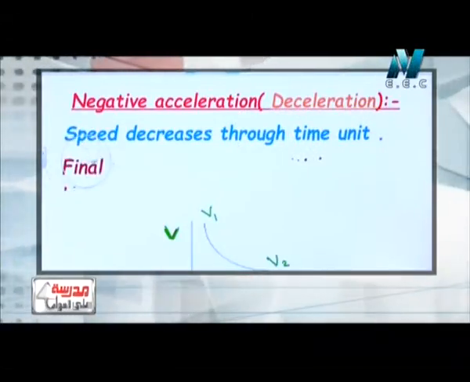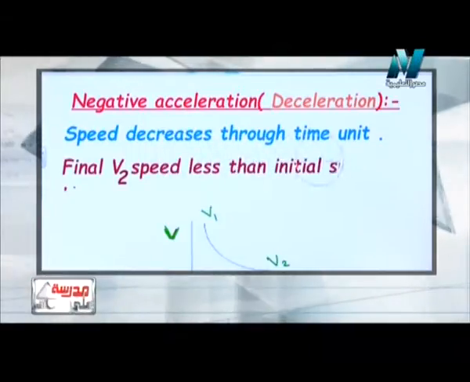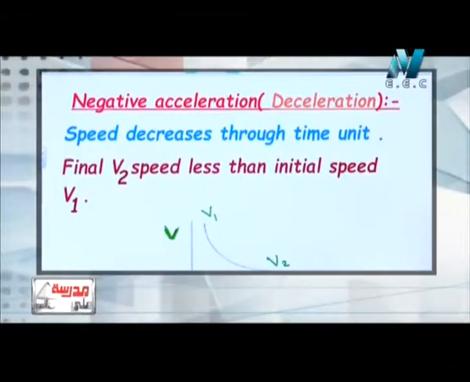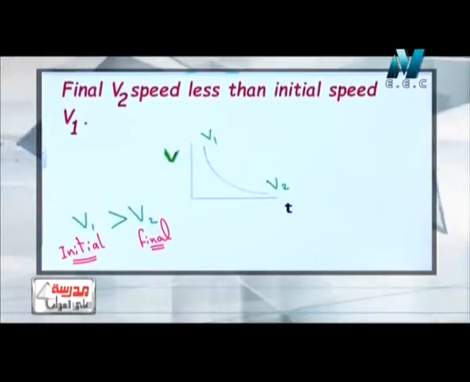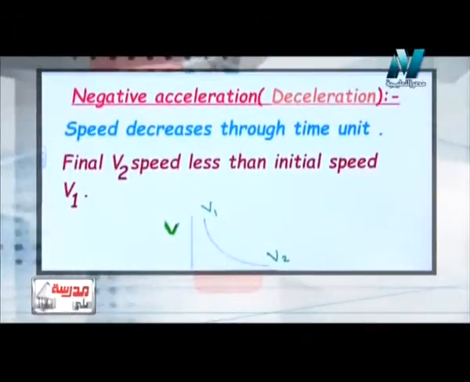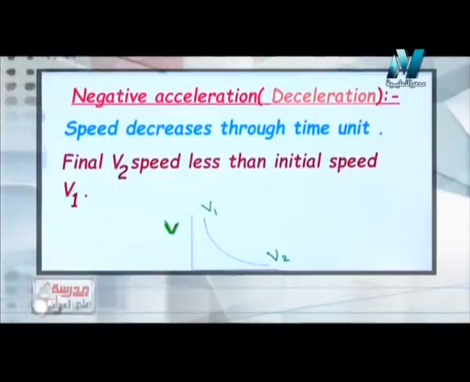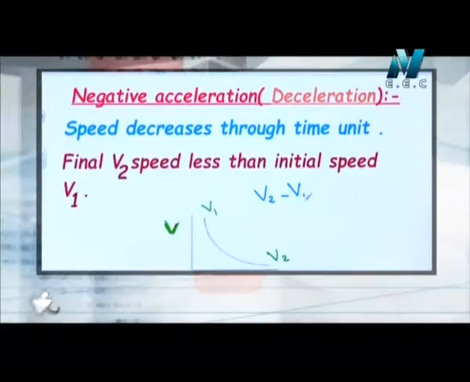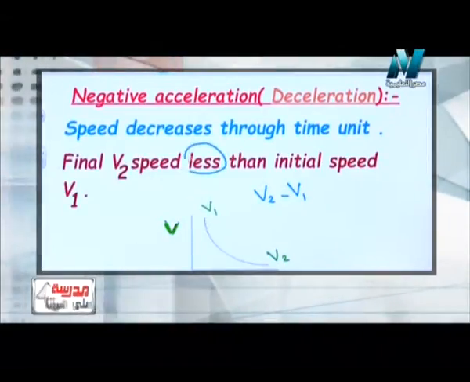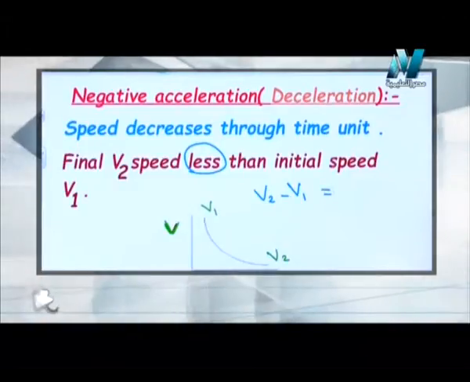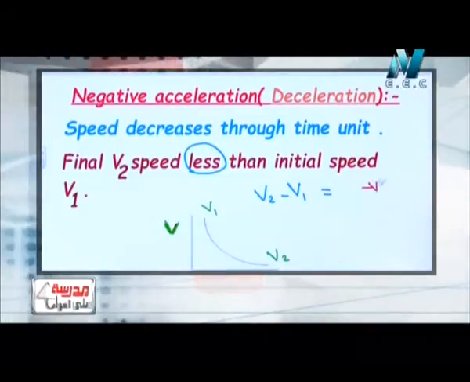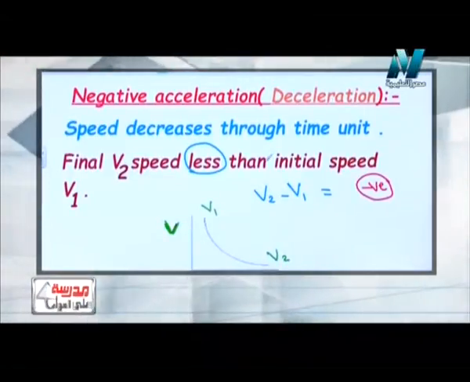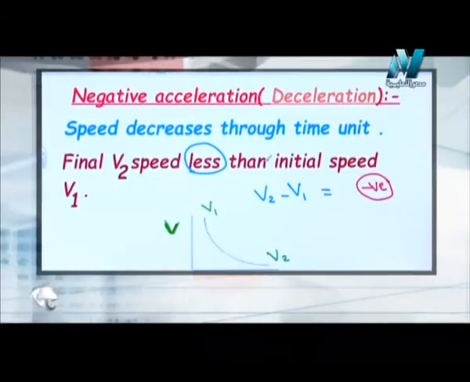As we should know, final speed is less than initial speed, which means V2 is less than V1, or V1 is greater than V2. So the result here is negative, as we have V2 minus V1 and V2 is less than V1. So the result here is negative, not positive. So we describe this acceleration as negative acceleration, not positive acceleration.